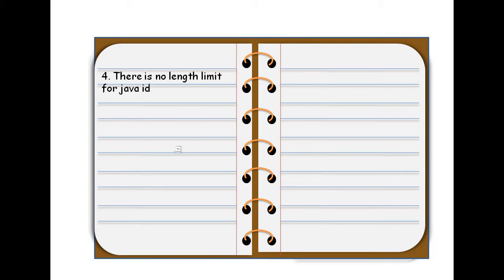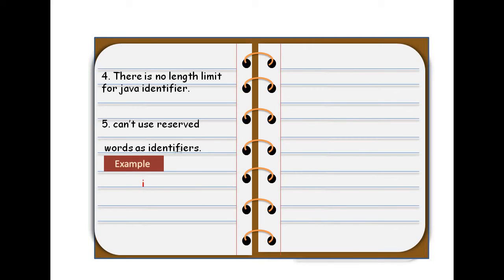Next rule is there is no length limit for a Java identifier. We can define an identifier of any length. It is recommended to stop at up to 15. Next one is you cannot use reserved words as an identifier. Example, int if. If is a reserved word. So it is an invalid identifier because we are using a reserved word as an identifier.